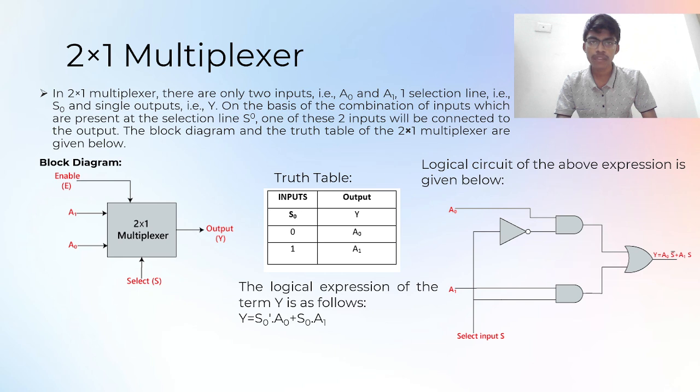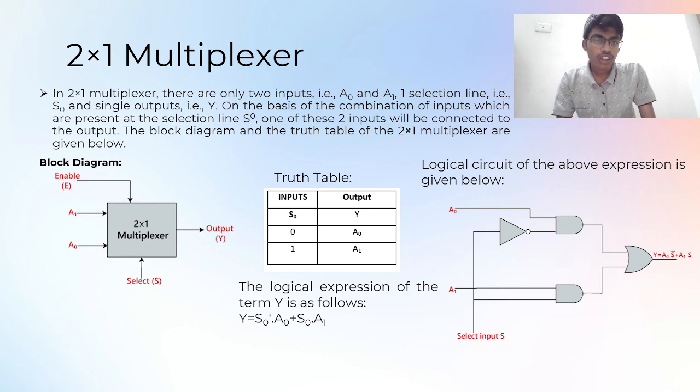The block diagram along with the truth table of the 2 cross 1 multiplexer is shown below. Here A1 and A0 represent the two inputs. At the same time, only one selection line is used because 2 power 1 is 2. So 2 represents the number of inputs and the power 1 represents the number of select lines. So the number of select lines is 1. Based on the select line, output Y is produced. So this is the basic truth table diagram. At the same time, the logic expression for the output Y is as follows.